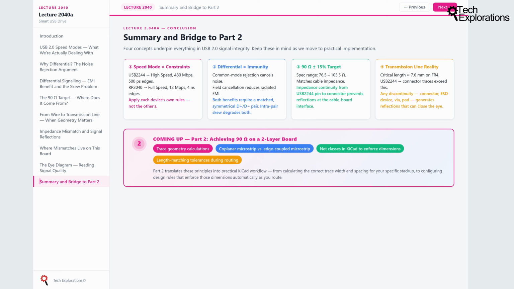And fourth, at 500 picosecond rise times, the critical trace length on FR4 is approximately 7.6 millimeters. Any trace on this board connecting the USB 2244 to the connector is long enough to behave as a transmission line. Impedance mismatch at any discontinuity in that path, such as at the connector, ESD device, via or pad, will generate reflections that degrade signal quality and can close the eye diagram.